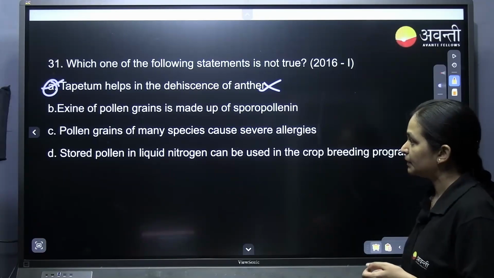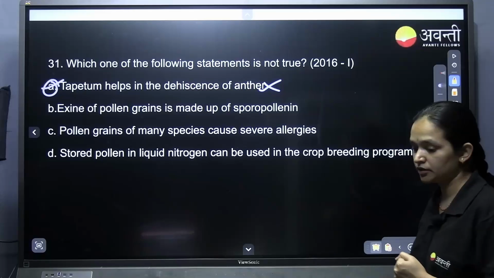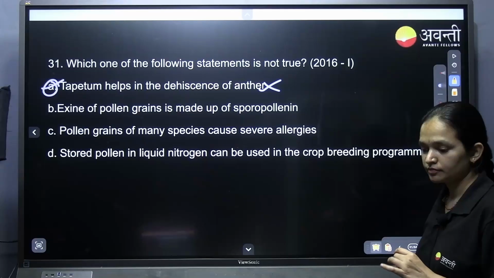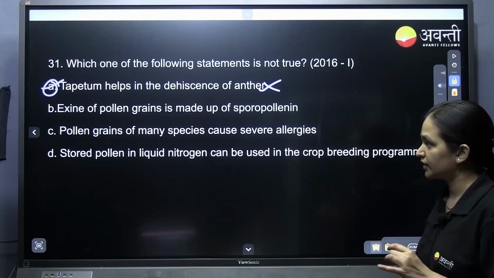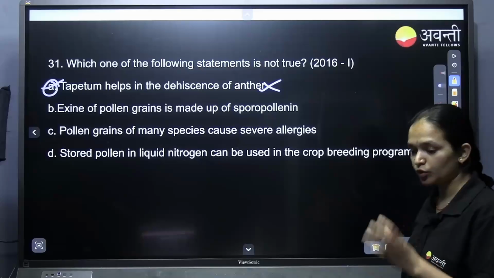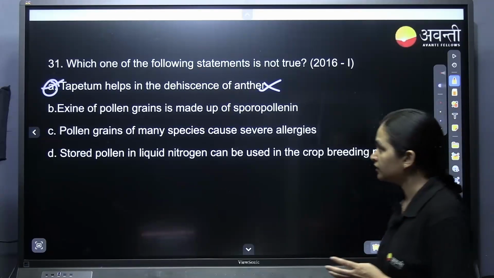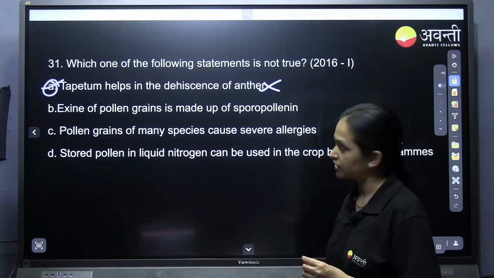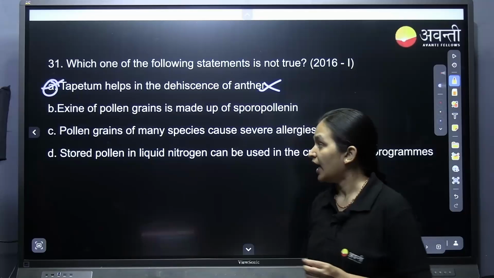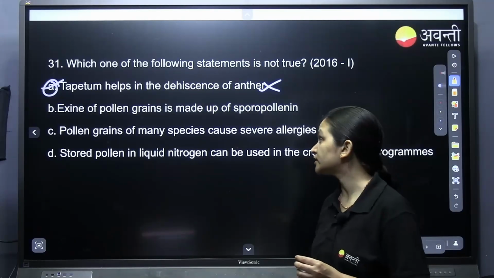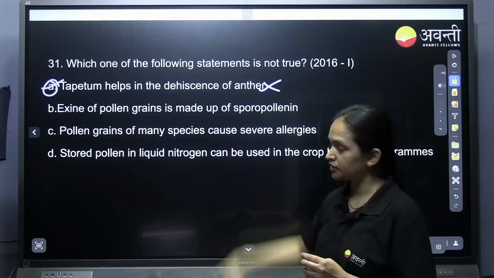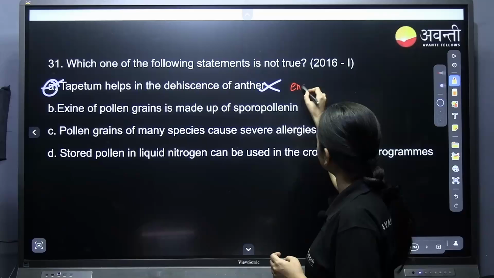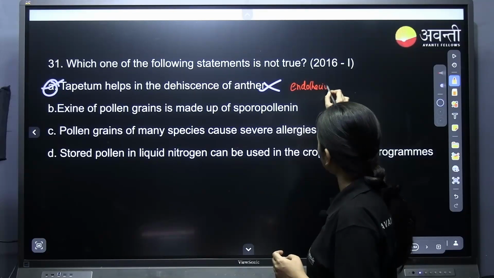Tell me which helps in dehiscence of anther, and what does tapetum do? What is the role of tapetum? Tapetum nourishes. Giving nourishment is the role of tapetum. And which helps in dehiscence of anther? If not tapetum, then endothecium. Yes, very good. Endothecium.